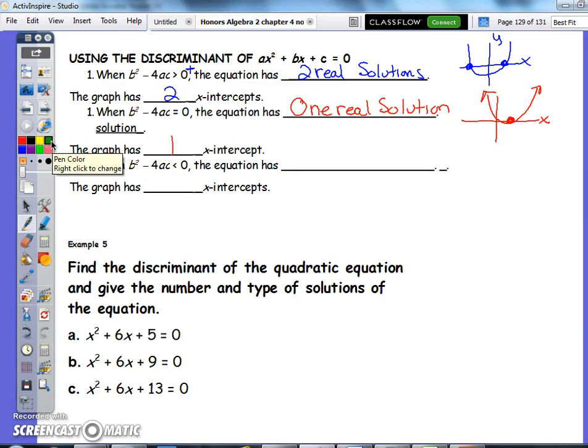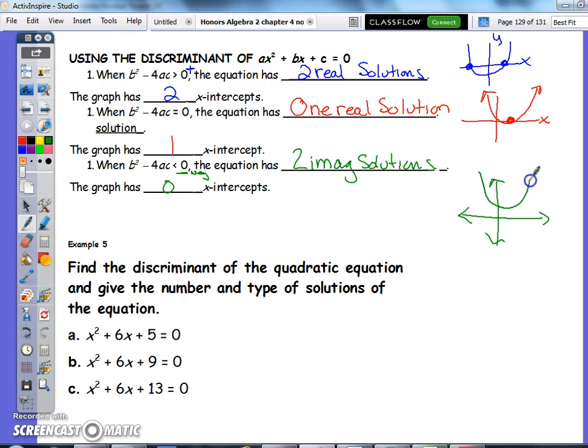And then when it's less than 0, which means it's a negative number, the equation has 0 real solutions but 2 imaginary solutions, and 0 x-intercepts. That just means that the parabola, when we graph it, will not hit the x-axis. It's up here somewhere, or it could be down here somewhere, but wherever it is, it doesn't hit the x-axis. So that's what it means.